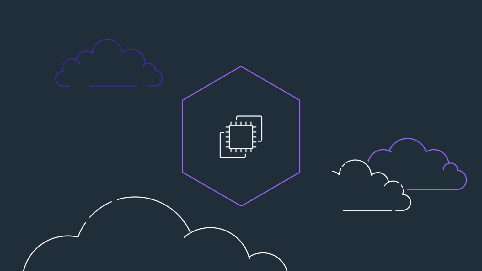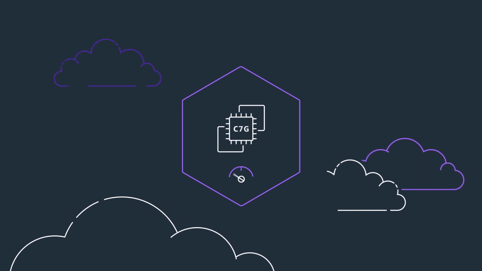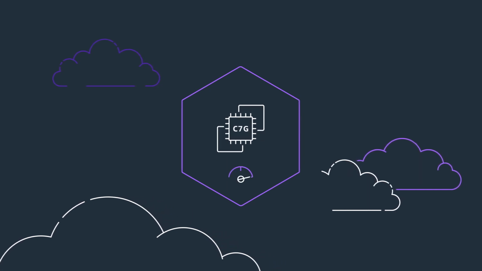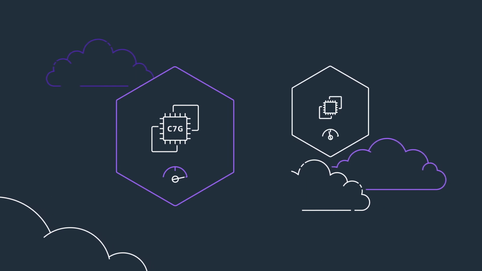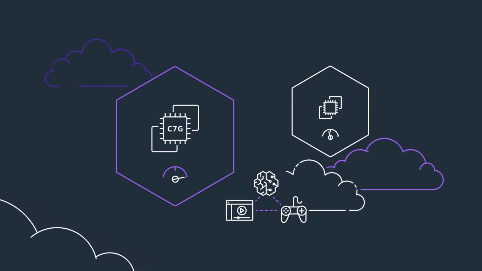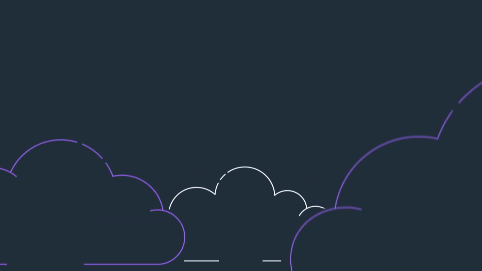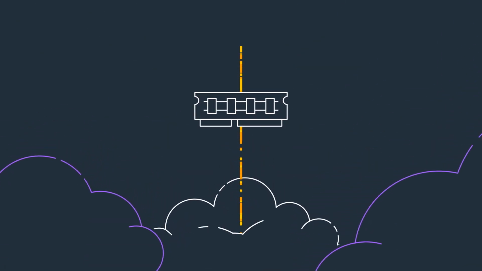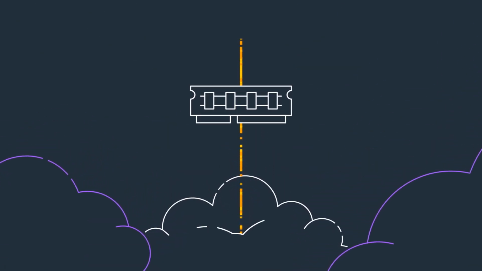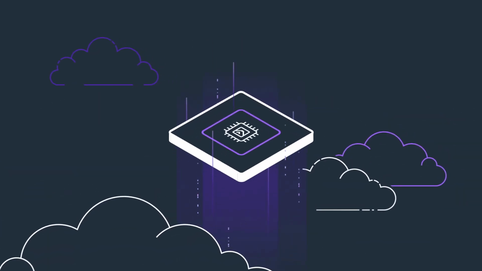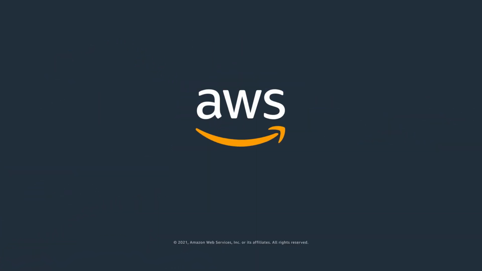The 7th generation Amazon EC2 C7g instances, powered by Graviton3, will offer the best price performance in Amazon EC2 for compute-intensive workloads. They are also the first in the cloud to feature the latest DDR5 memory. Experience the cutting edge of compute with AWS Graviton3.